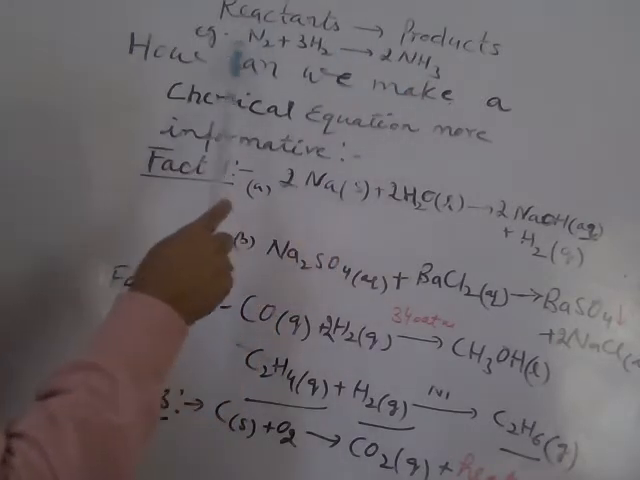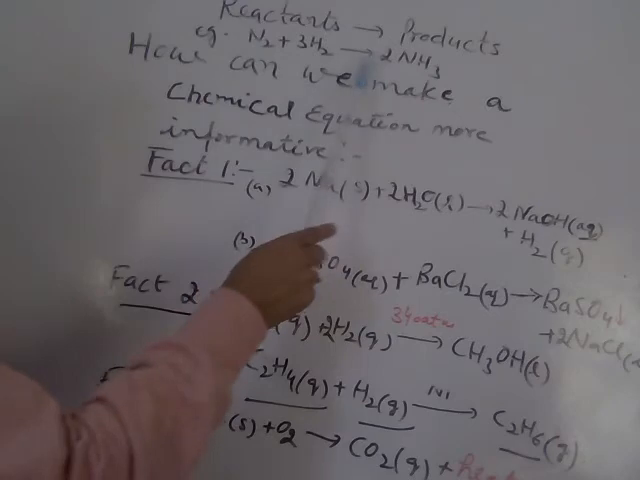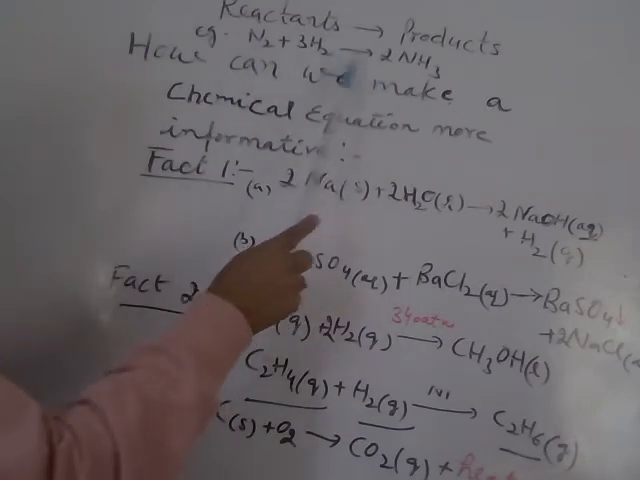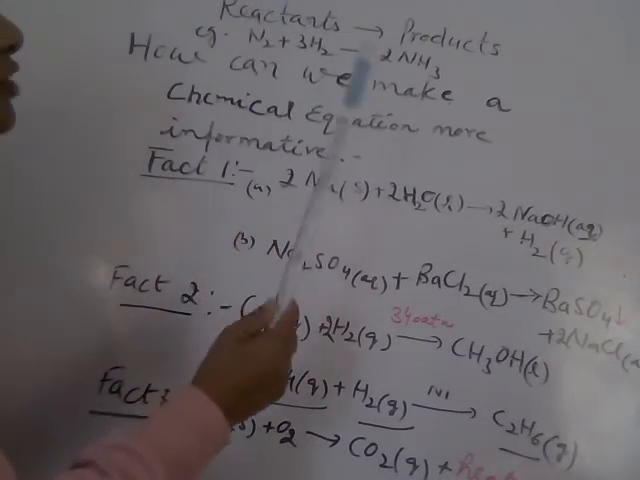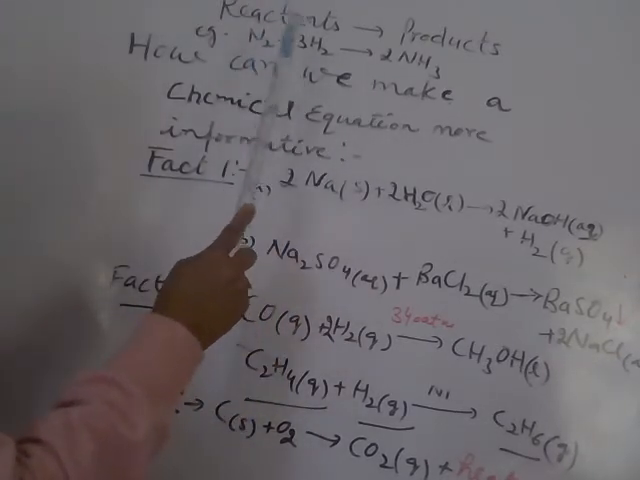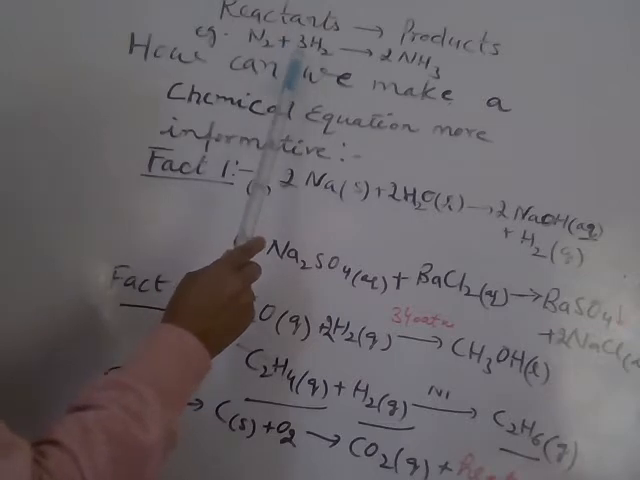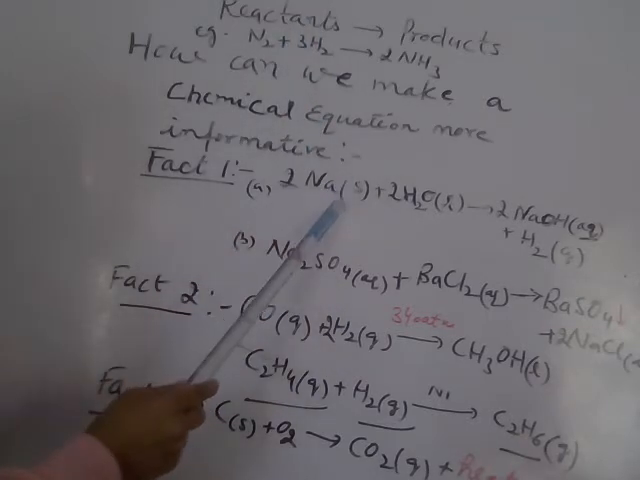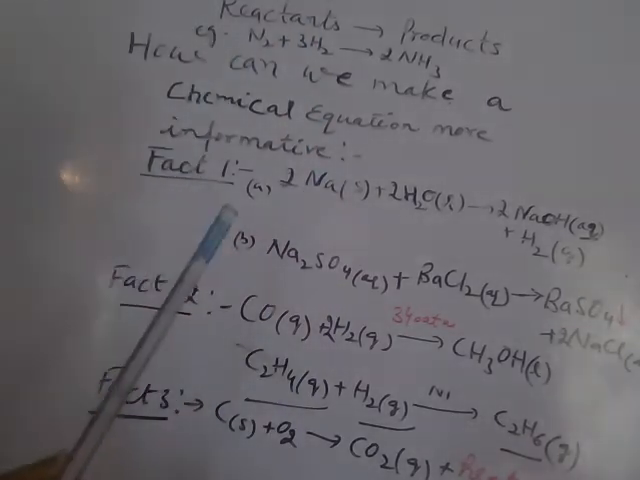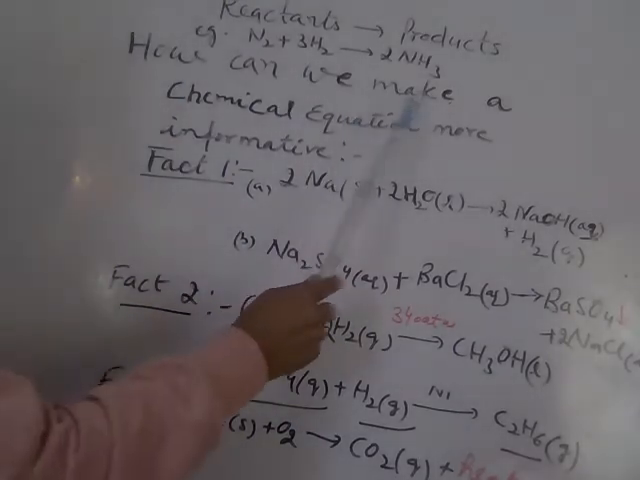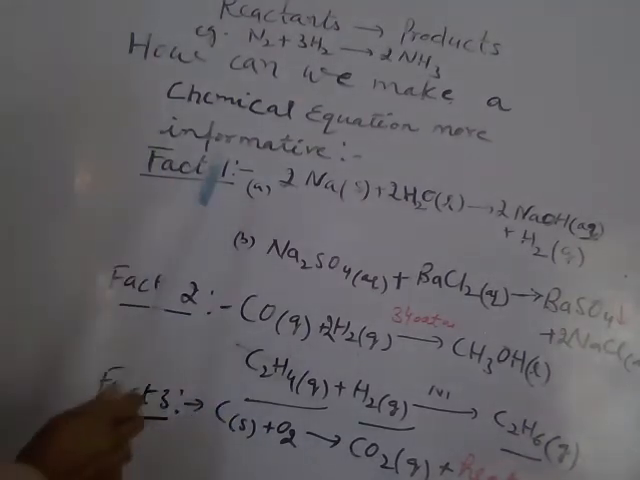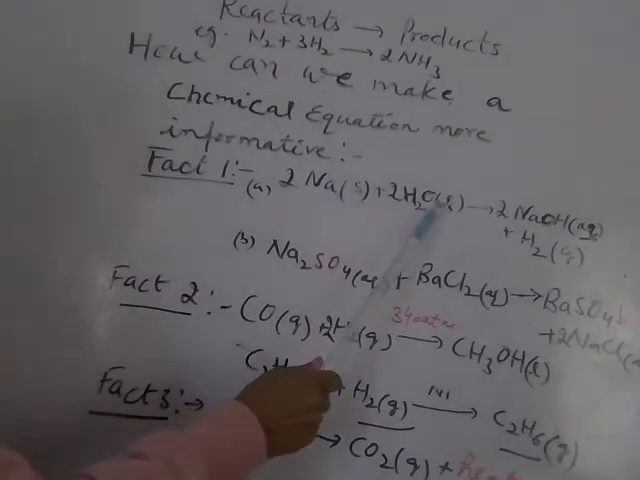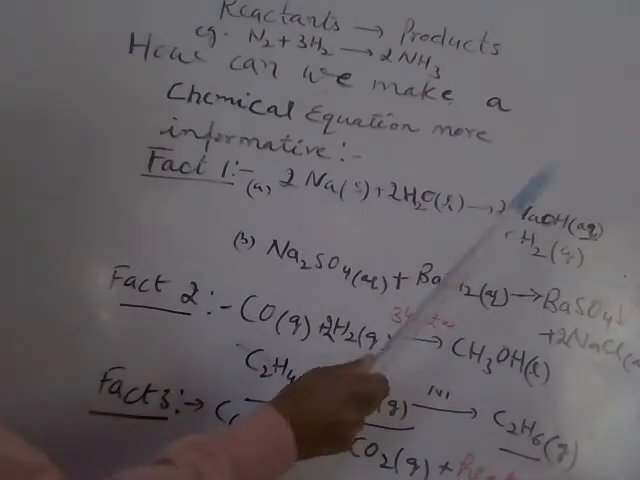But when we have written the formulae of the reactants and products, we have not mentioned physical state. So similarly, there are three facts which can be mentioned in the chemical equation to make it more informative. So our topic is how can we make a chemical equation more informative. Fact 1 is the physical state of each reactant and product.